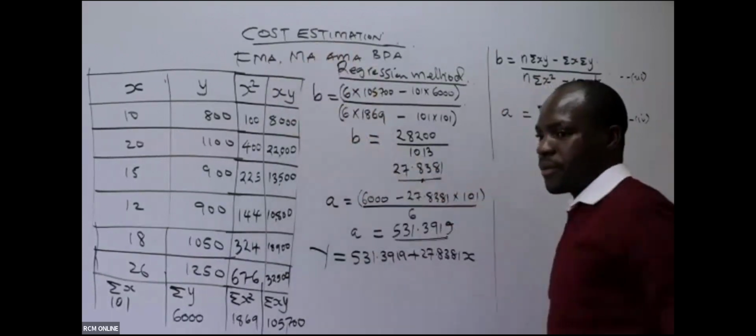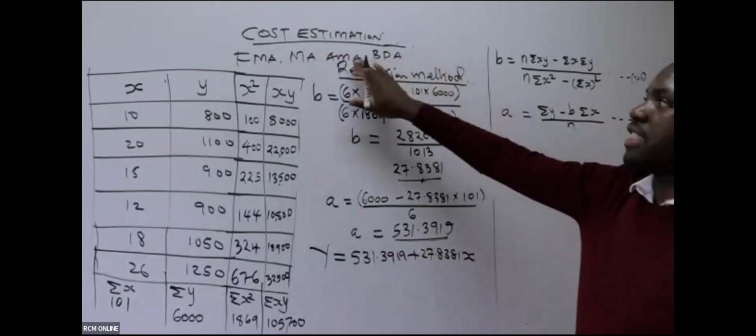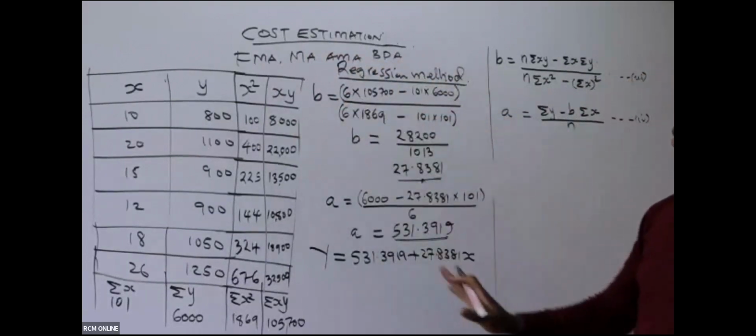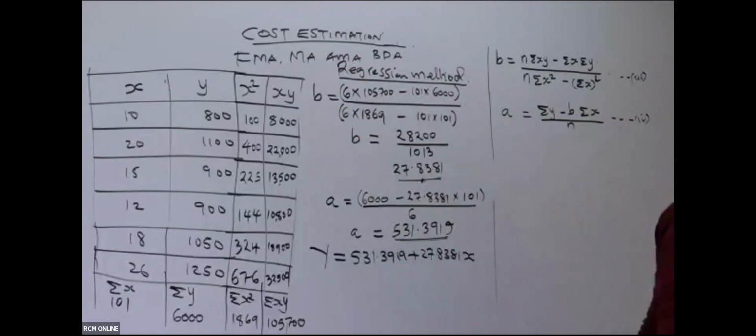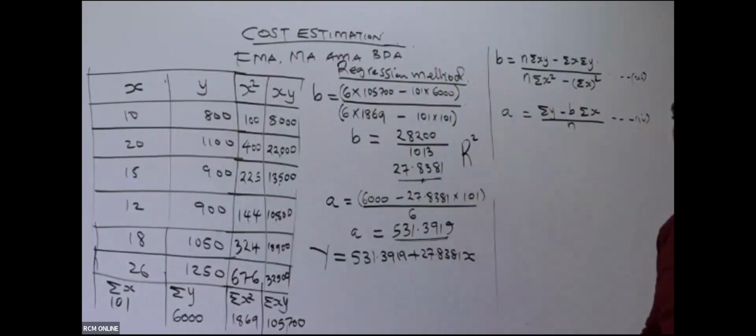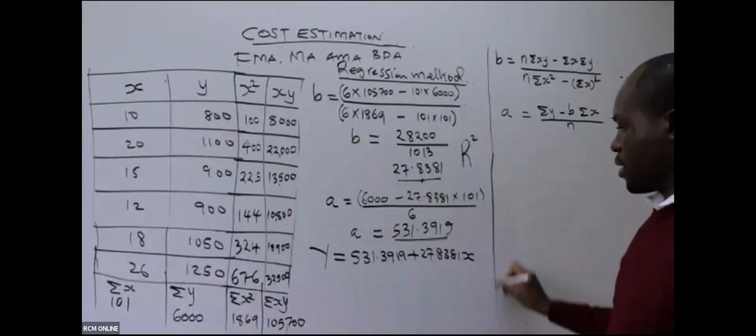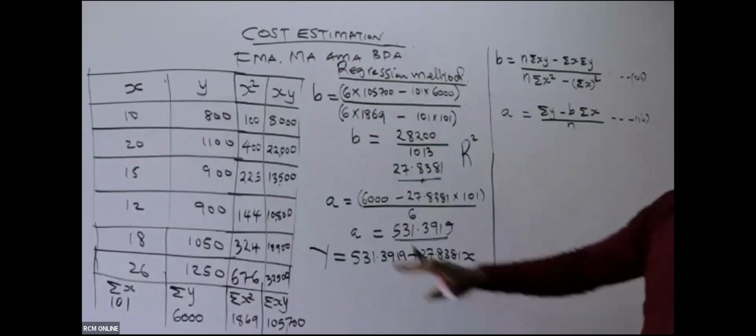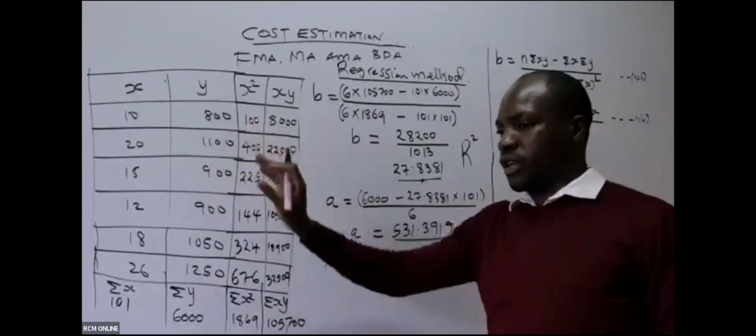But remember, when you now get to BA and advanced management accounting, you'll be required to give us some analysis. You'll be told to give us R squared and interpret your results. You'll be told to give us the coefficients, right? Whether this model is actually explaining what was required.